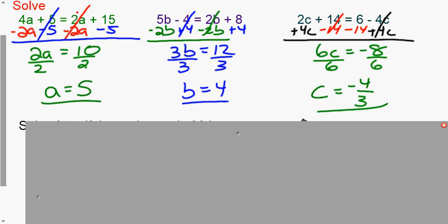This one's a little trickier. The C problem, I added 4c because I like to avoid negatives. In the end, it doesn't really matter. But you get 6c equals negative 8. If you'd have subtracted 2c, and then subtracted 6, you would have 8 equals negative 6c. Either way, when you reduce it after dividing, you get c equals negative 4/3.